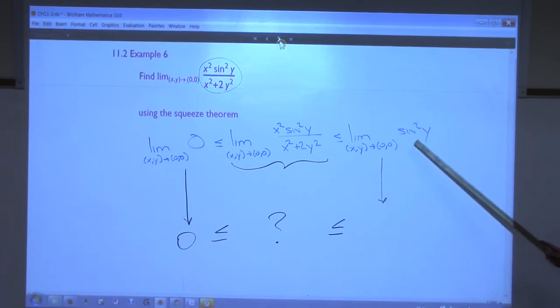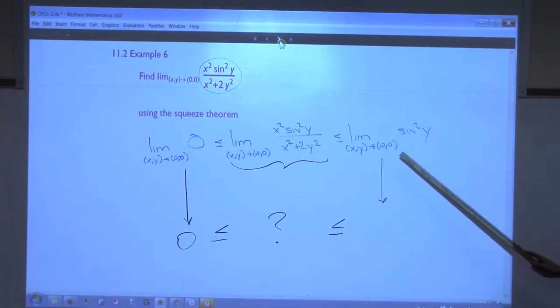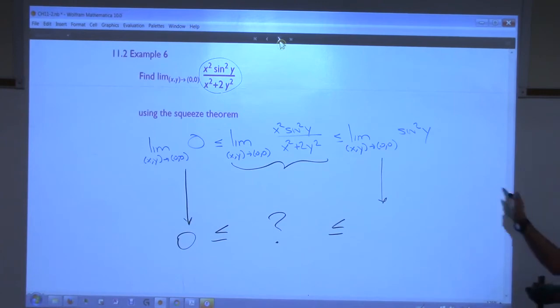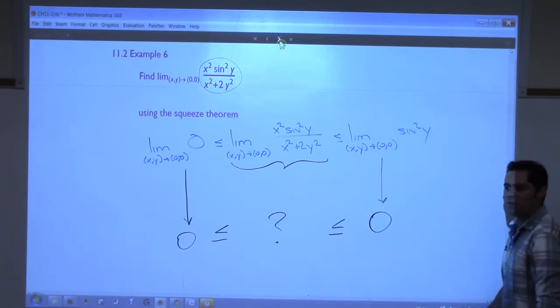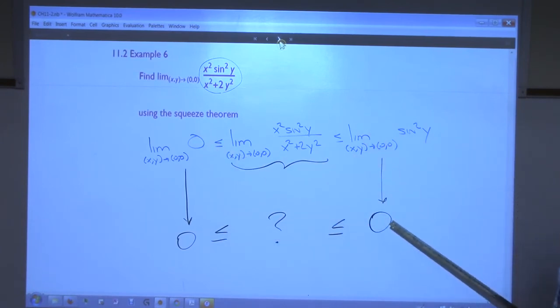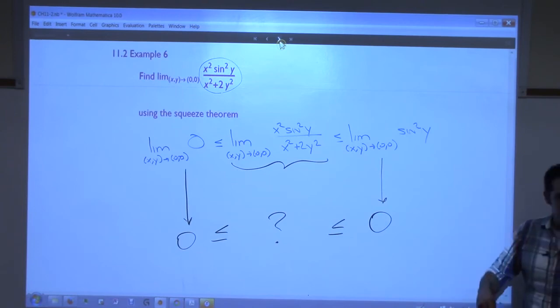And do you see what's good about this limit? X isn't even here, which is nice. And if y goes to 0, sine of 0 is 0. 0 squared is 0. So this limit is just 0. So what's the only possibility? If we're saying this limit has to be somewhere between 0 and 0, it must be 0. That's the squeeze theorem. You've squeezed it.